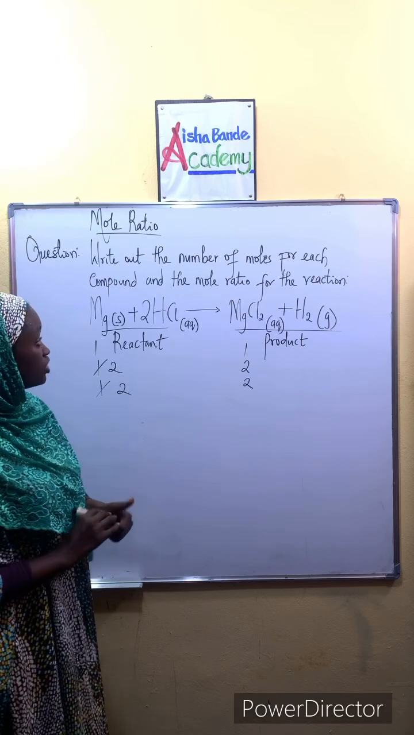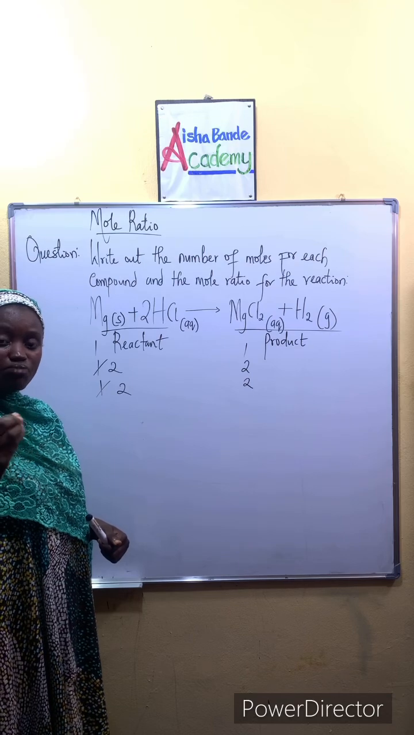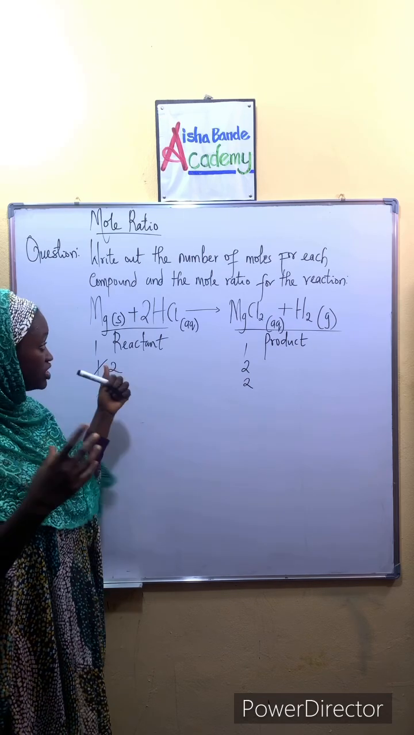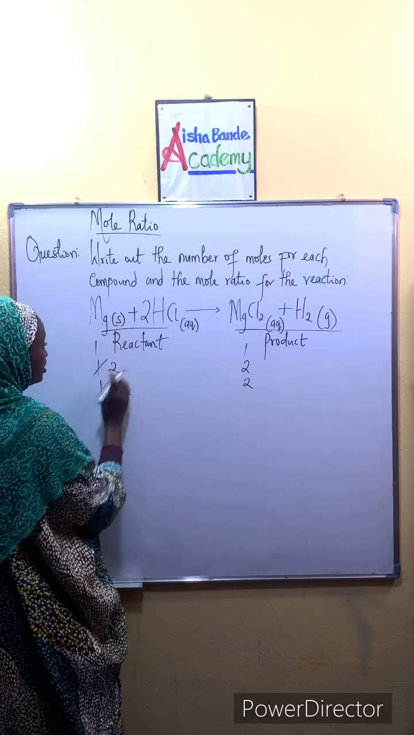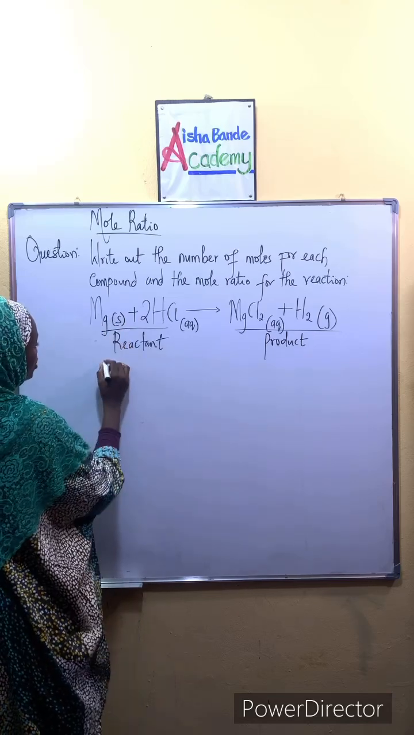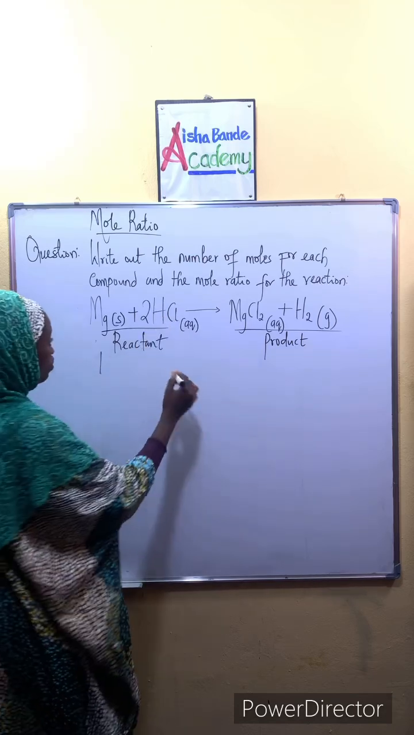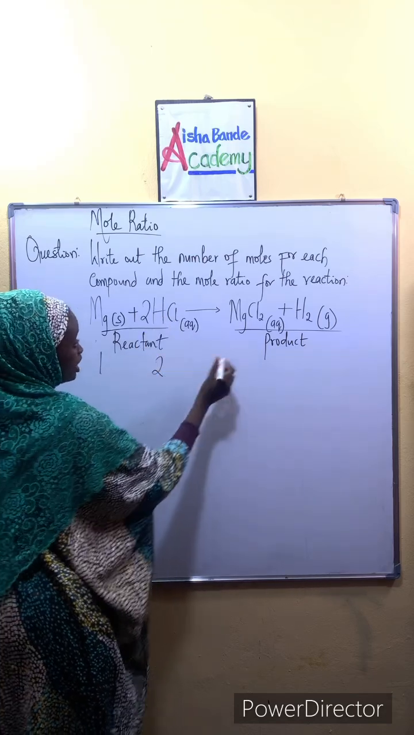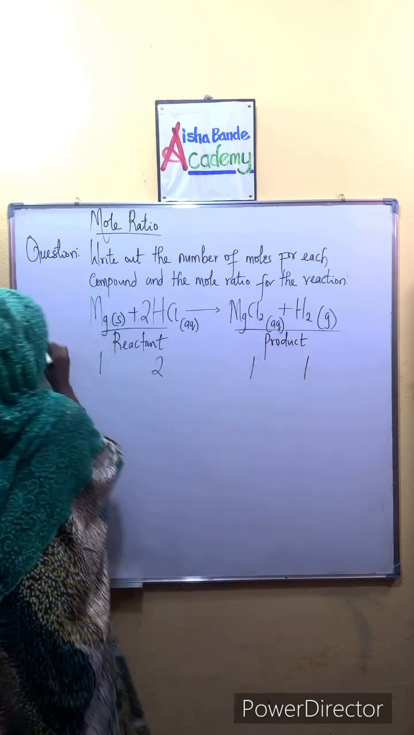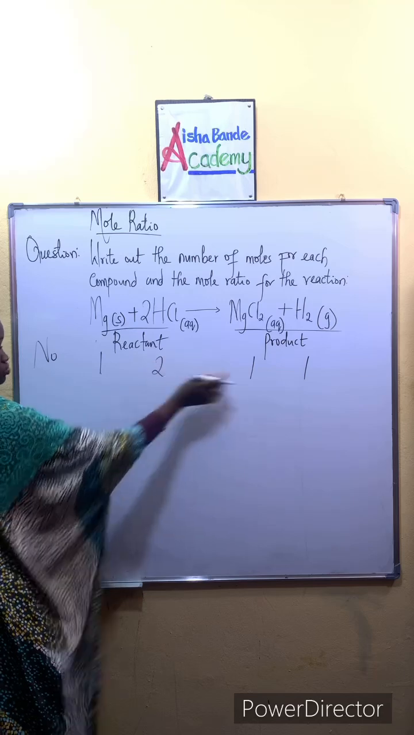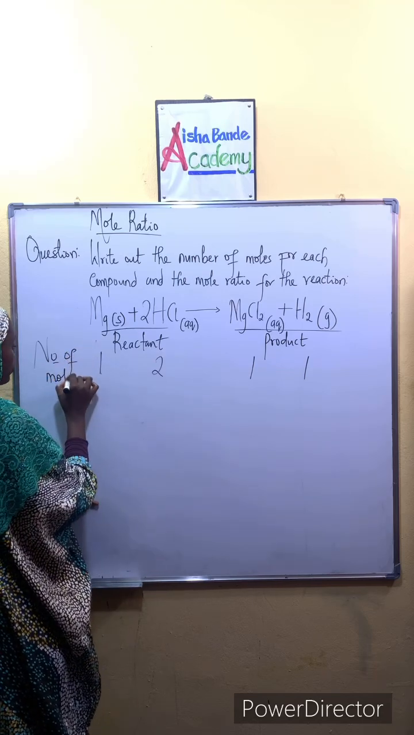So now we have to write out the number of moles. And the number of moles are the numerical coefficients we have in each compound. So looking at this now, the number of moles we have here. Reactant, Mg here has 1 mole. Here, HCl is a compound which has 2 moles, and then MgCl2 has 1 mole, and H2 has 1 mole. So these numerical values are the number of moles in this reaction.